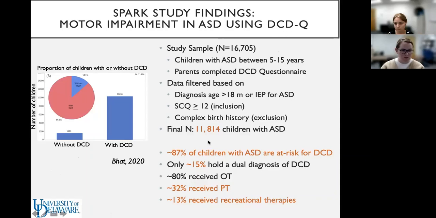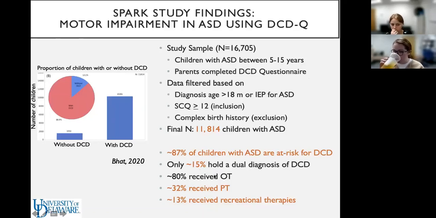But when you look at whether they also hold a dual diagnosis of DCD, only 15% hold it. So if motor issues are not discussed within the definition of ASD, the other provision that DSM provides is you can give a co-diagnosis of DCD. And that is really not being used right now. Only 15% of this population has a co-diagnosis of DCD.